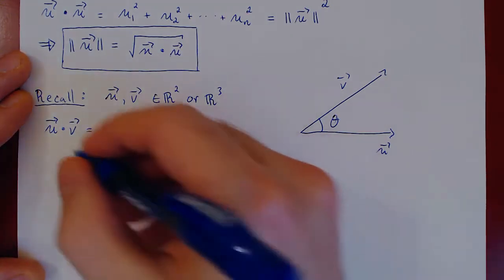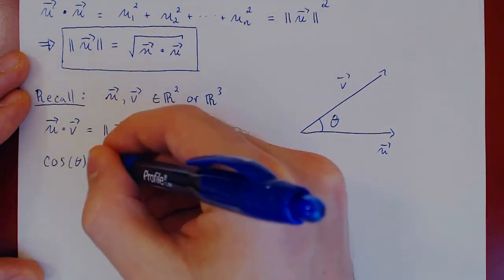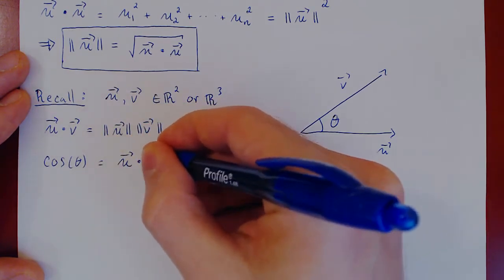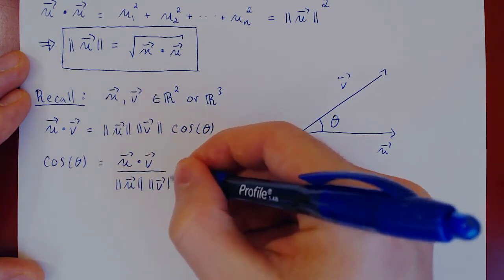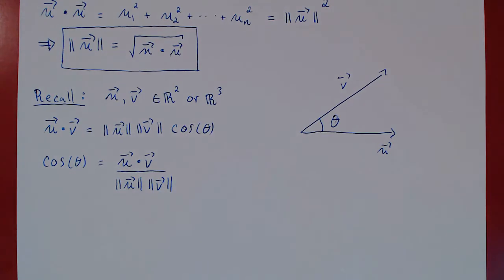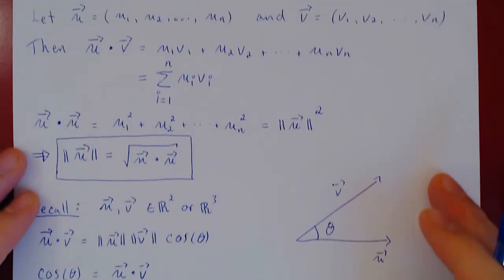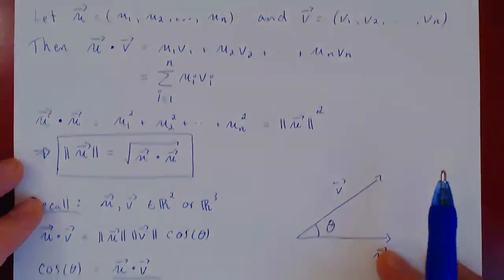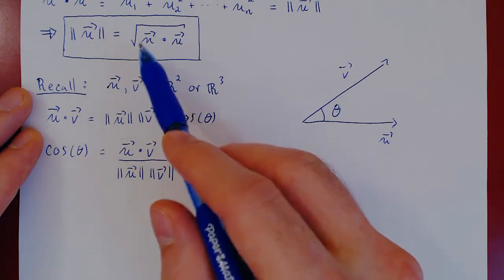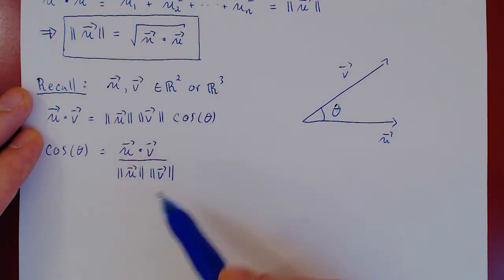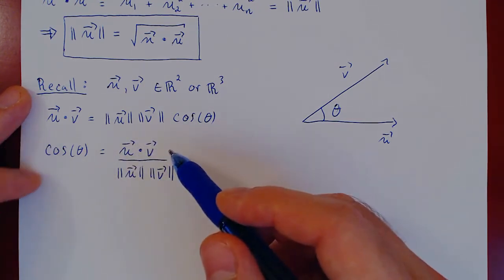And from this, we can solve for theta, right? Divide across by the norm of u, the norm of v. And so cos of theta is simply u dot v over the norm of u, norm of v. Now what's great about this is this was for vectors in R2 or R3, but the dot product still makes perfect sense in Rn. So for two vectors in Rn, we can compute u dot v, and with the help of the dot product and Pythagoras' theorem, the norm still makes sense in Rn. So the right-hand side here makes perfect sense for vectors u and v in Rn for any n.